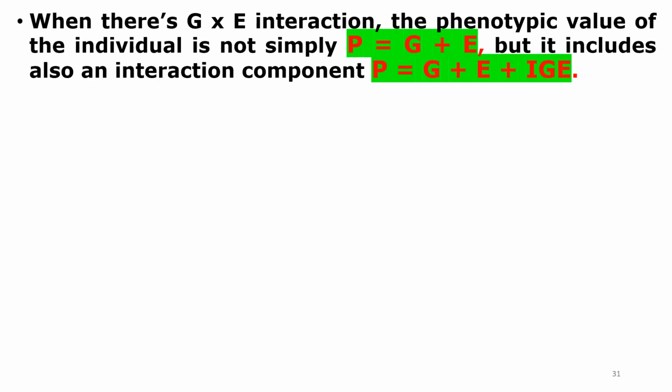So where there is gene and environment interaction, the phenotypic value of the individual is not simply phenotype equals genotype plus environment, but in this case, it's going to include also an interaction effect or component, which is the gene and environment interaction. So the phenotype of the animal is now made up of the genotype plus the environmental effect as well as the effect due to interaction between the genotype and the environment.